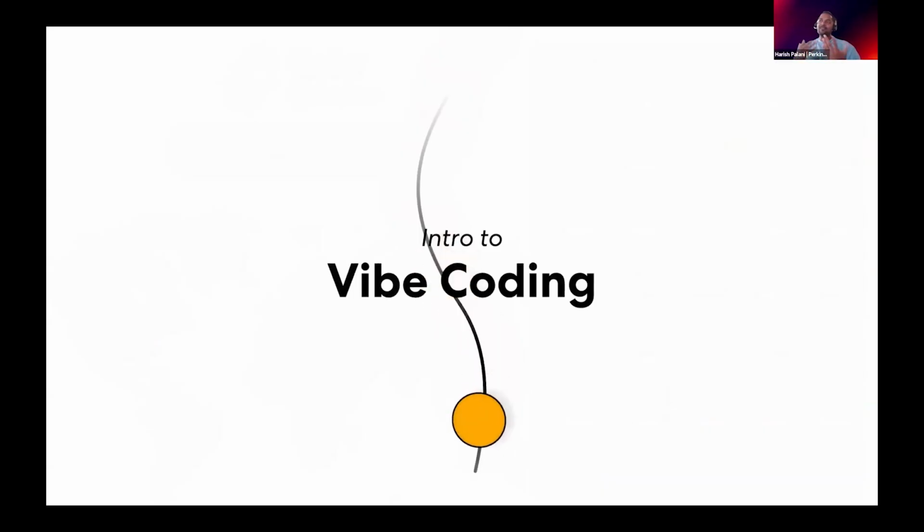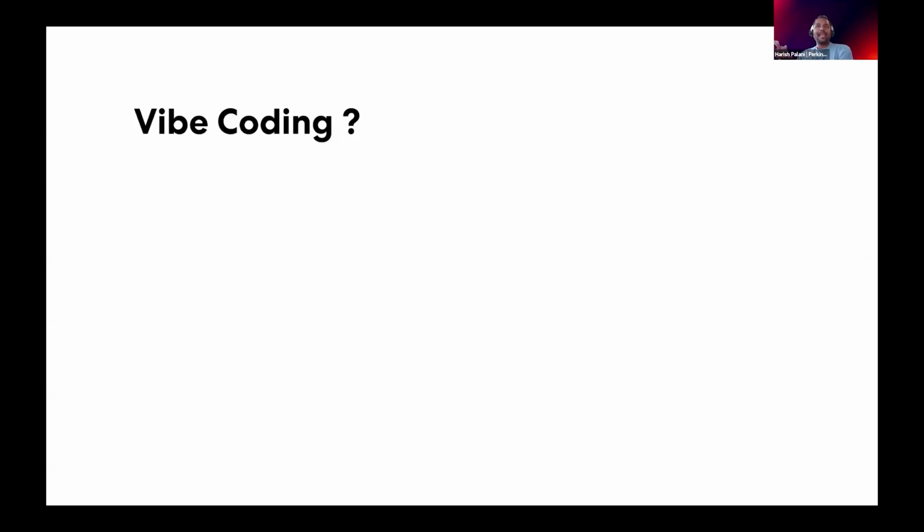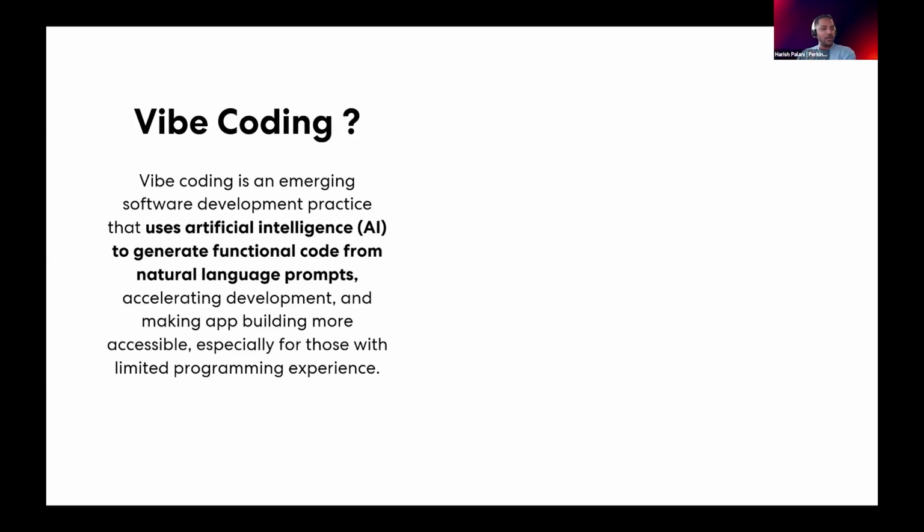So what is vibe coding? Just an introduction to vibe coding. What exactly is vibe coding? Vibe coding is a process where you use artificial intelligence to generate functional code just through prompts. Instead of traditionally programming something by writing code, you're using artificial intelligence to write the code for you.